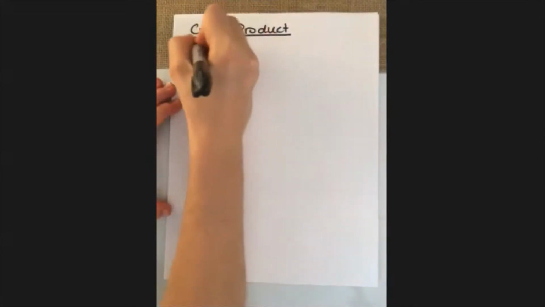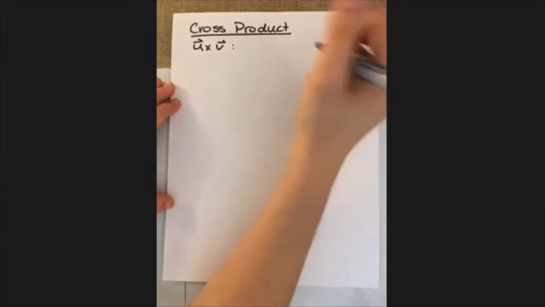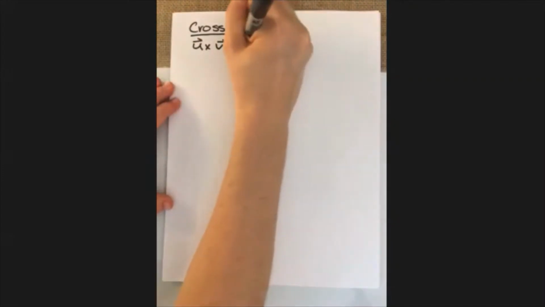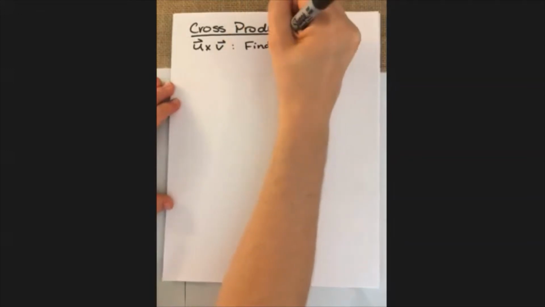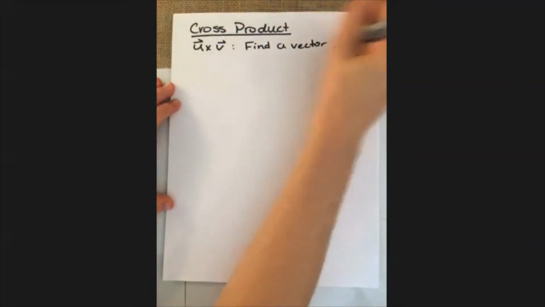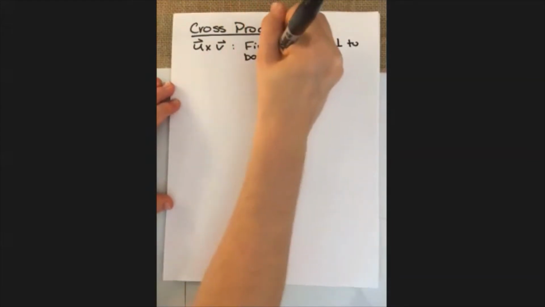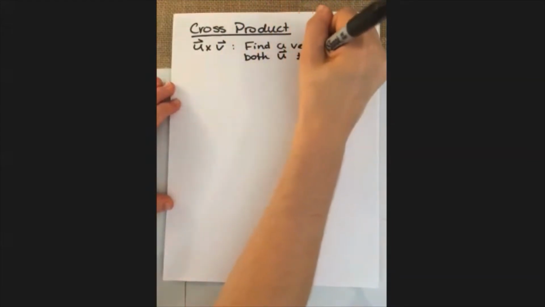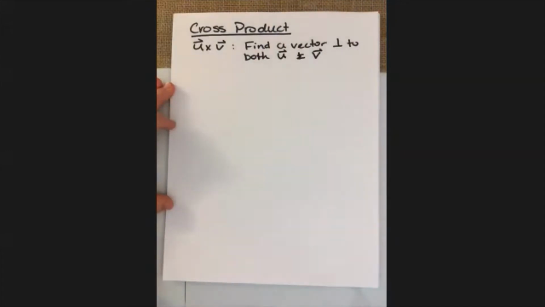In this video, we're going to go over the idea of a cross product of two vectors and then also work a few examples with those. So just a quick overview. The cross product is just another operation that involves two vectors. And this time, what it's going to do is find us, just to give you an idea, a vector that is perpendicular to both the vector u and the vector v that we are looking at.